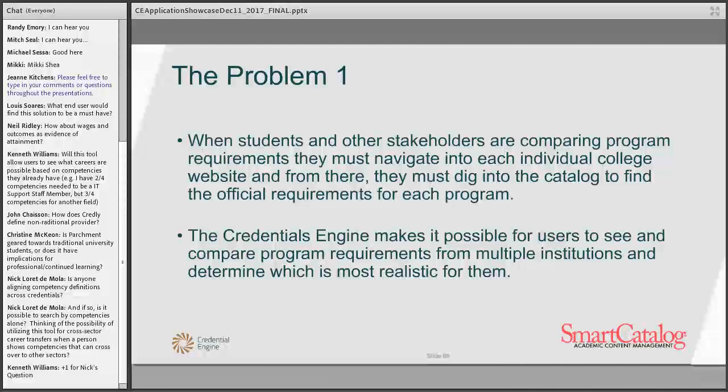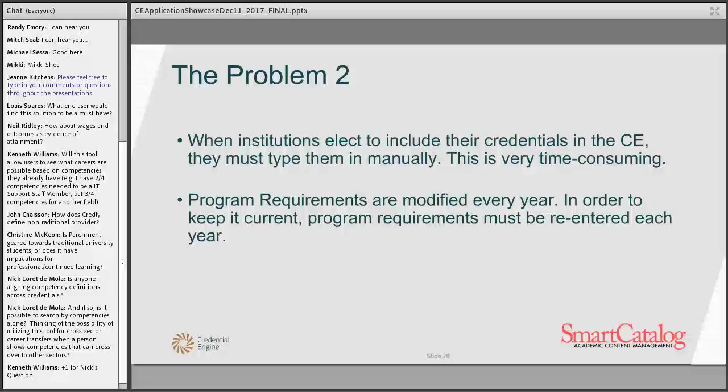The problem first that we're solving is when students and other stakeholders compare program requirements, today they have to navigate into each individual college website, spelunk there to dig into the catalog and then find the official requirements for each program. They would have to do that for each program in each college. And the Credentials Engine will make it possible for users to see and compare multiple programs from multiple colleges.